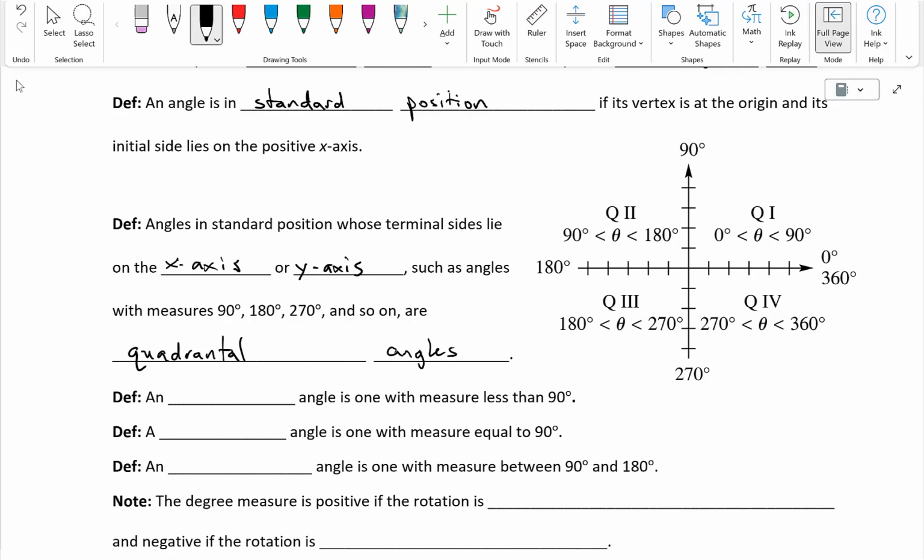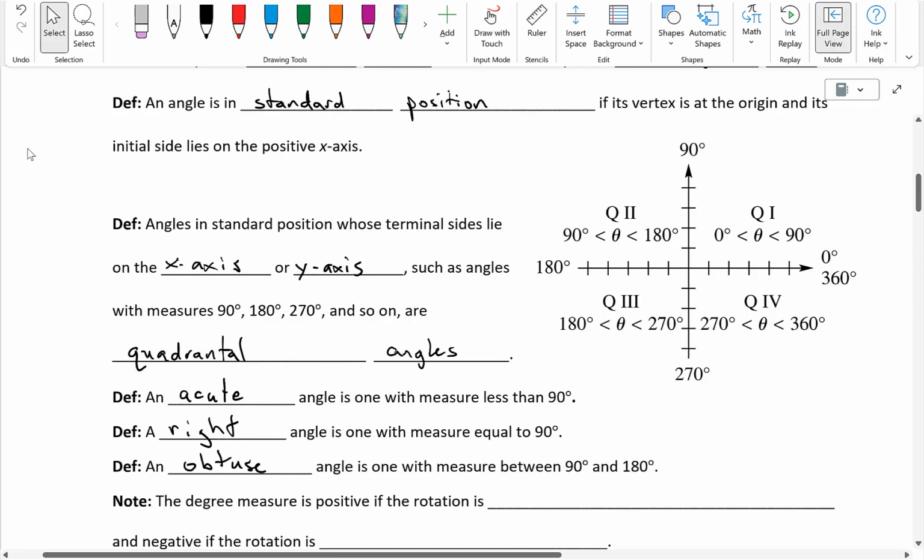Definitions here for some angle types. An acute angle is one with measure less than 90 degrees. A right angle is one with measure equal to 90 degrees, and an obtuse angle is one with measure between 90 and 180 degrees. 180 degrees would be a straight angle. You might remember from geometry. There's a couple more, but these are the ones we'll use a lot for our triangles.